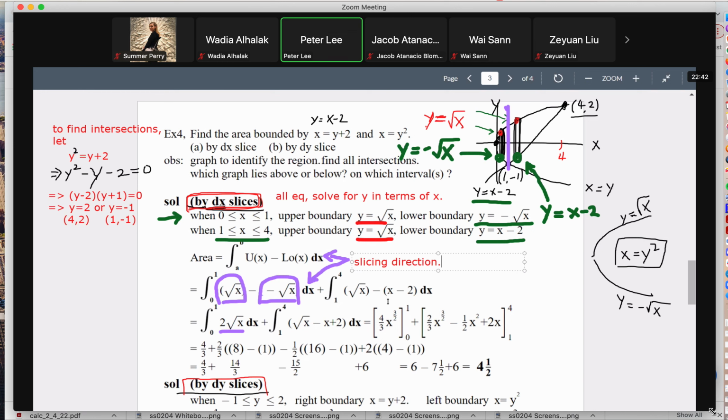Now the interval from 1 to 4: the upper boundary function y equals square root of x, minus the lower boundary function y equals x minus 2, and there we go. And that is now the integral setup. The rest of it, you can compute, and the final answer looks like you do get 4.5. You get 4.5? Yes, you do.